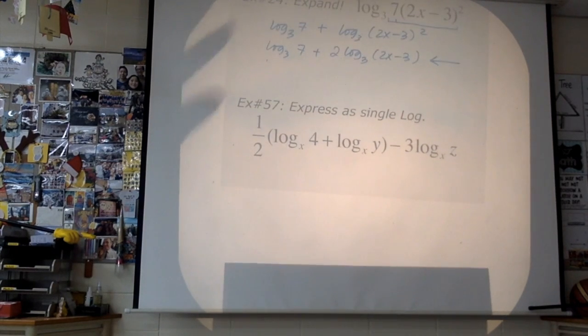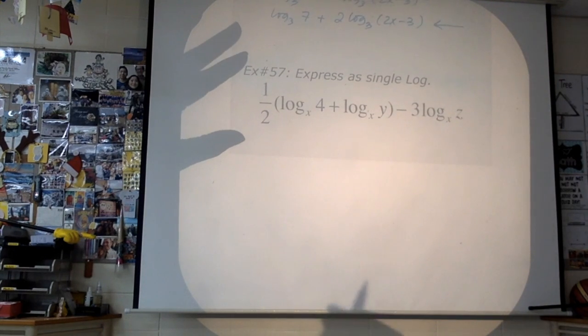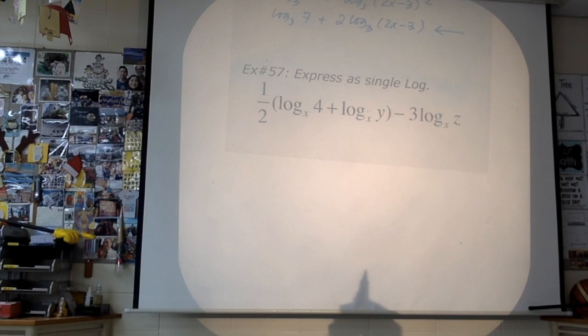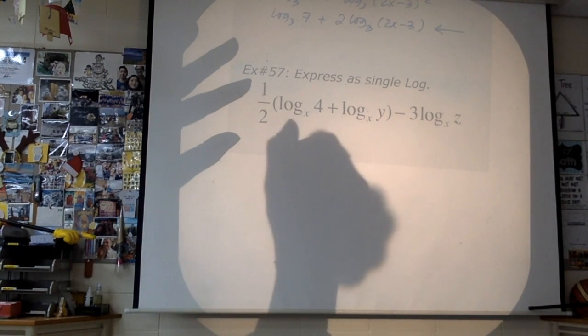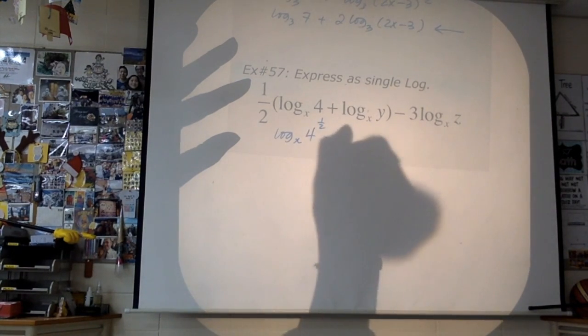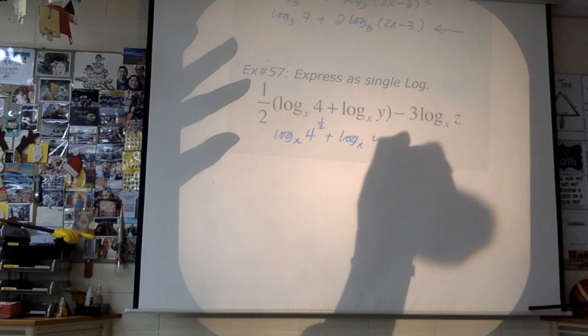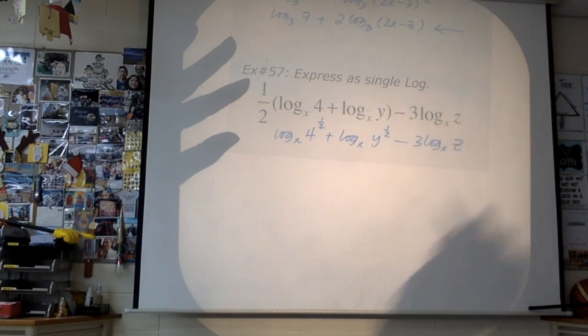Now, whoa. Okay, number 57, express as a single log, all right? So a single log of this, whoa, okay? Don't think it's impossible, all right? But you guys, remember what this guy means? It's the power rule, right? So let's distribute that first. So log base x of 4 to the half, or square root of 4, right? Plus log base x of y to the half, minus 3 log base x of z.